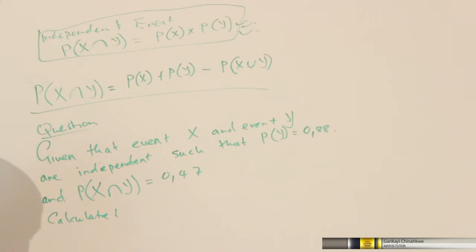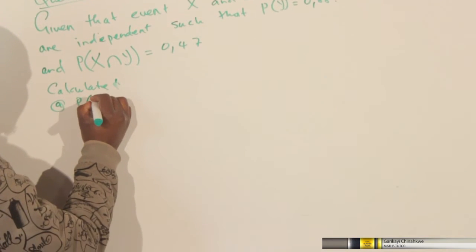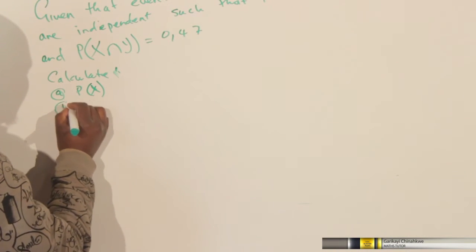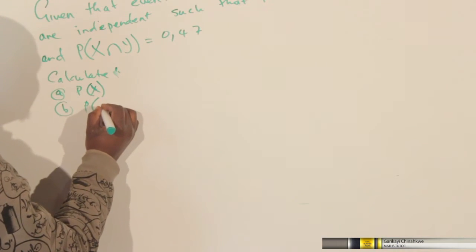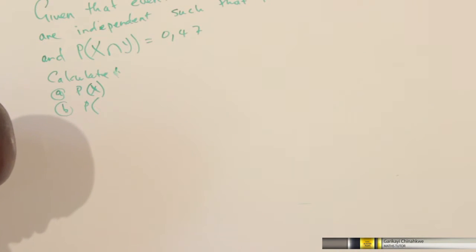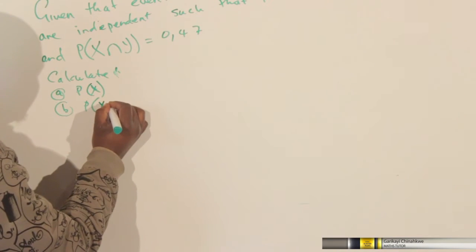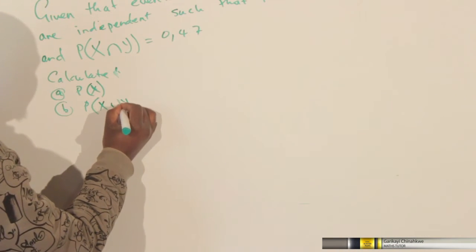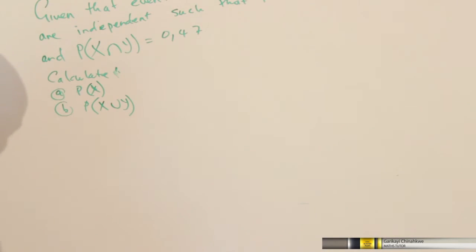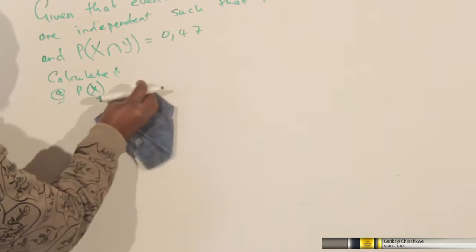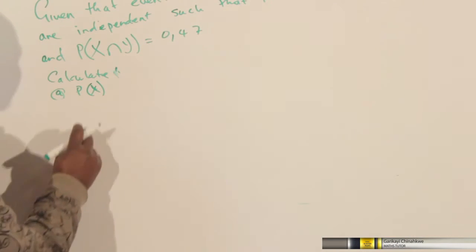We're going to calculate here A, the probability of x, and then B, the probability of x union y, then okay, then ABC. Well, let's start with A, then we'll move on to B, so that I can have space here. Let's start with the probability of x.